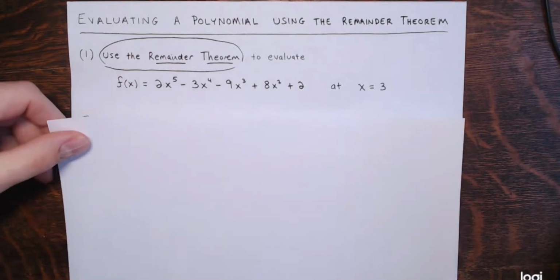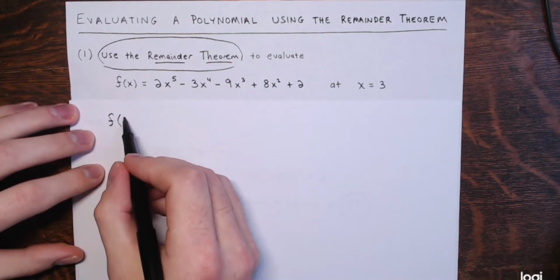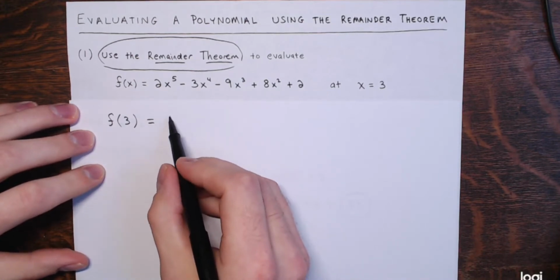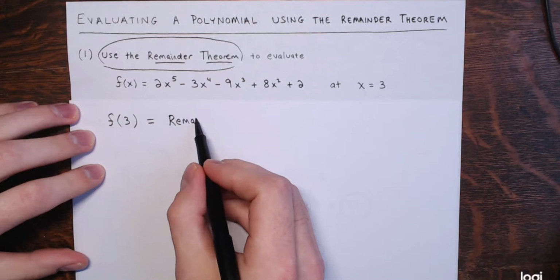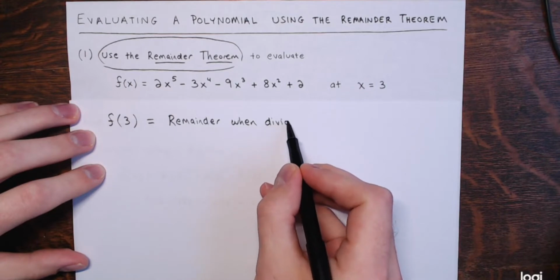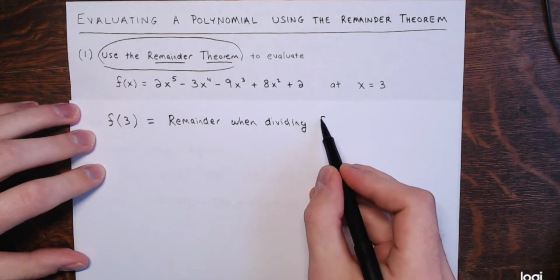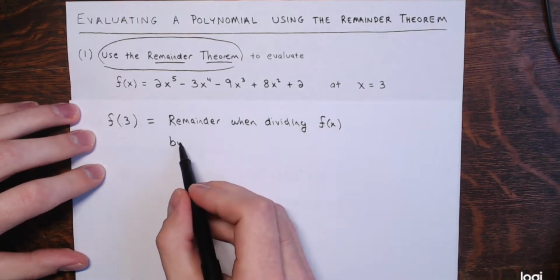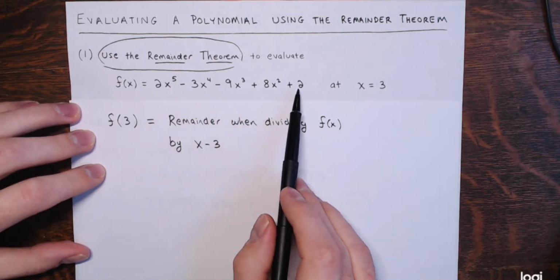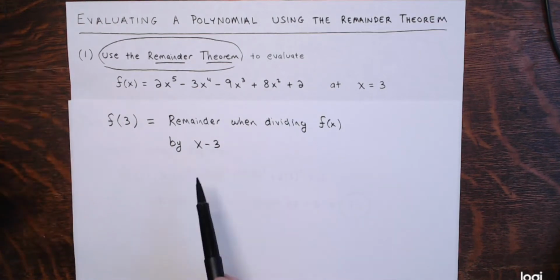So what did that state? If I want f of 3, by this remainder theorem, f of 3 should be equal to the remainder when dividing f of x by x minus 3. So if you were to take this fifth degree polynomial here and divide it by x minus 3, the remainder will be what f of 3 is.